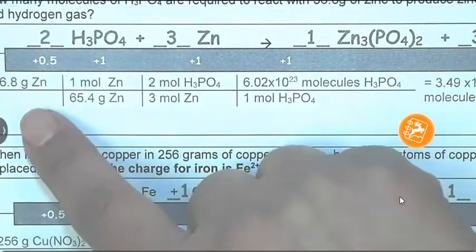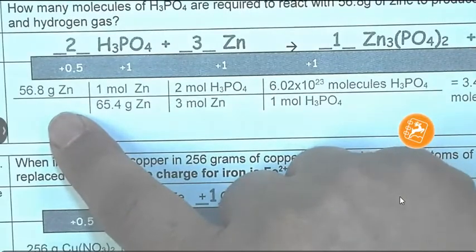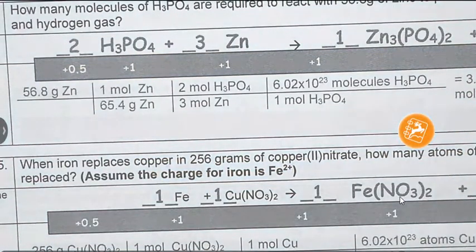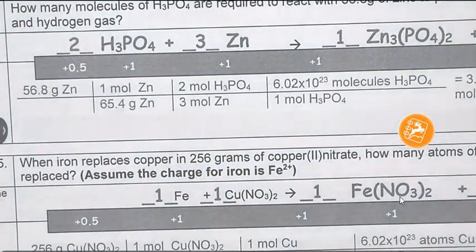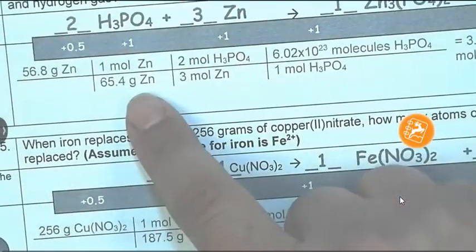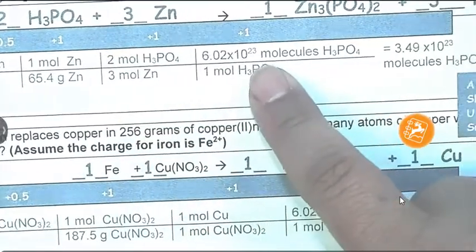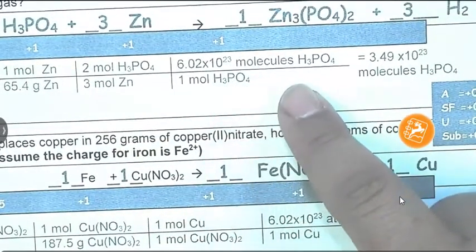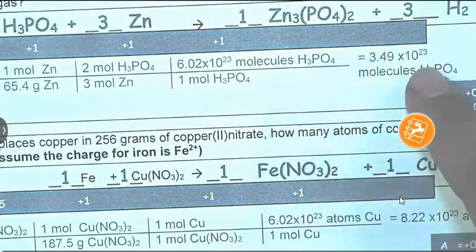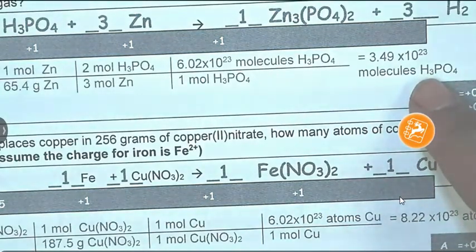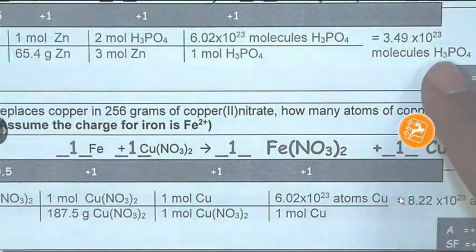All right, 24, 56.8 grams of Zn. You're going to have 65.4 for the molar mass of Zn, 2 to 3 for the mole ratio, 6.02 times 10 to the 23 molecules of H3PO4. That gives you 3.49 times 10 to the 23 molecules of H3PO4.